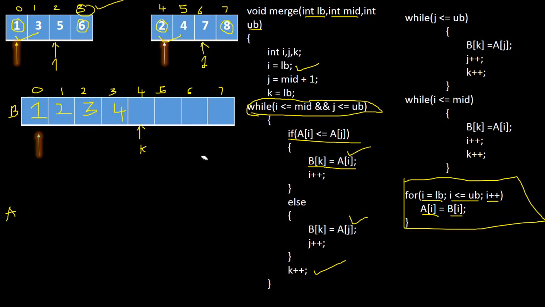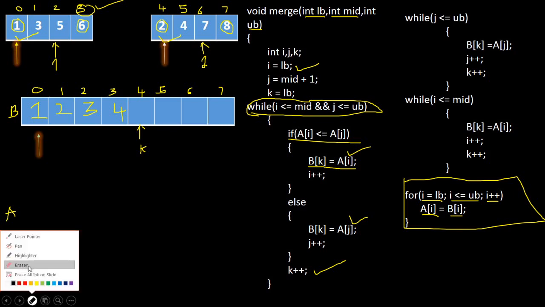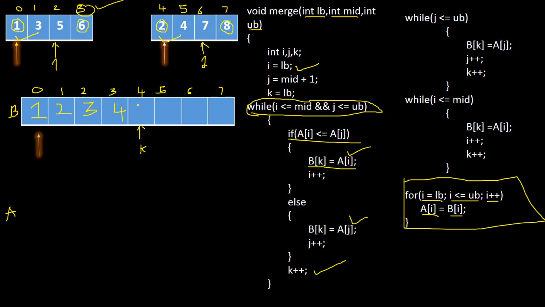Okay, now what should happen? Now 5 compare with 7. Which element should I copy? I should copy element 5 here. Now again this 5 is of which variable? I variable. So I should increment this I variable, and I will also increment the k variable. Okay, where have you written the code? Sir, I have written the code here I plus plus, and here I have written k plus plus.